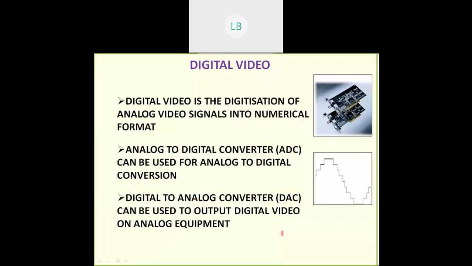Digital video. Digital video is the digitization of analog video signals into numerical form. An analog to digital converter, ADC, can be used for analog to digital conversion. A digital to analog converter, DAC, can be used to output digital video on analog equipment.